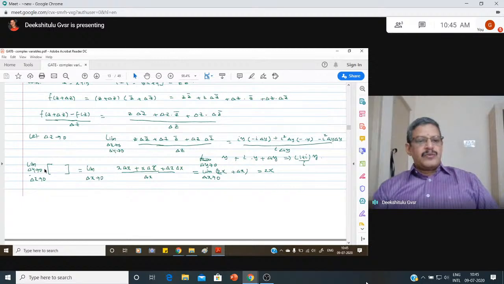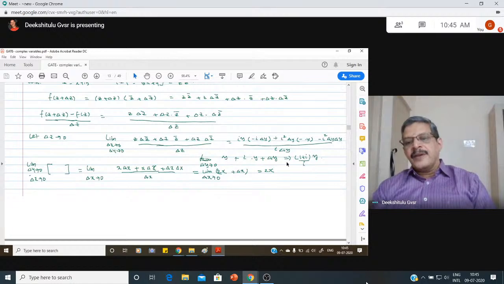That means first delta y goes to 0, then delta x goes to 0, on the whole function. Then this is what we get: x into delta x plus x into delta x plus delta x into delta x. We don't have conjugate terms here because i terms are not there in x by delta x. If you cancel the delta x terms and in the remaining expression delta x tends to 0, this is what we get: limit delta x goes to 0 of 2x plus delta x is equal to 2x.